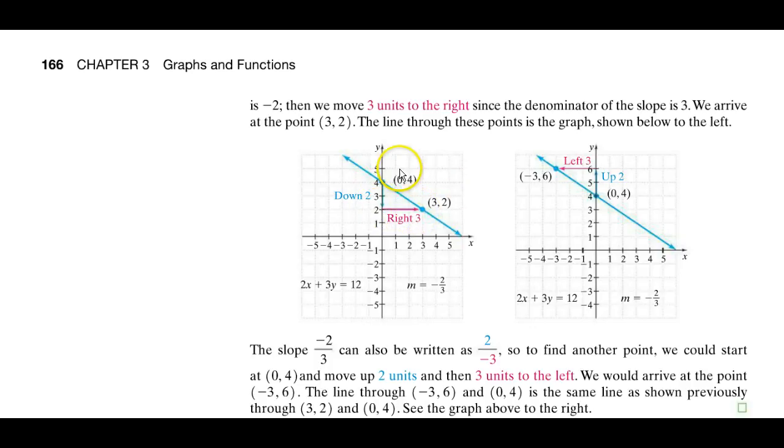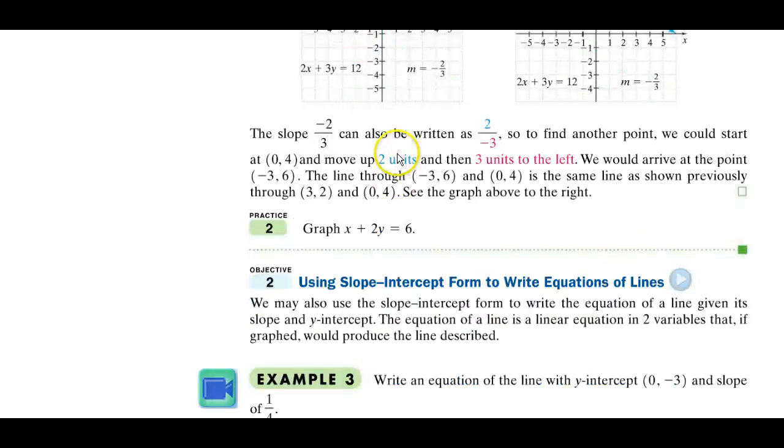All right? There are more ways. Remember, there's an infinite number of points, and what you're doing is making these little triangles with a ratio of rise over run, y units over x units. Okay, let's go on.